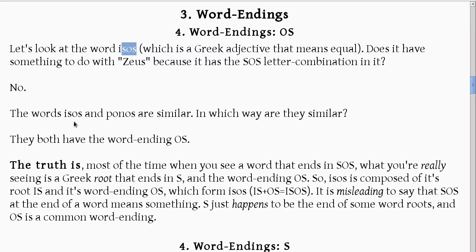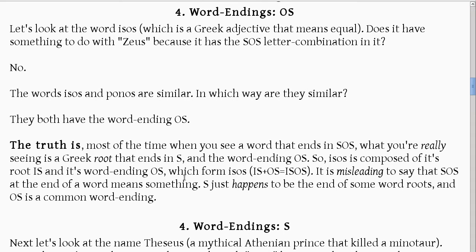Does it contain SOS, and does that have something to do with Zeus? No. The words isos and ponos are similar. In which way are they similar? They both end in O-S. See? They both have the word ending O-S. The truth is, most of the time when you see a word that ends in S-O-S, what you're really seeing is a Greek root that ends in S and the word ending O-S. So, isos is composed of its root, I-S, and its word ending os, which form isos. Is plus os equals isos.